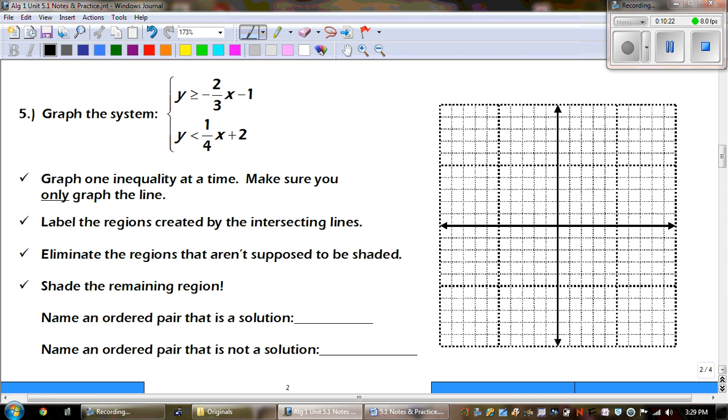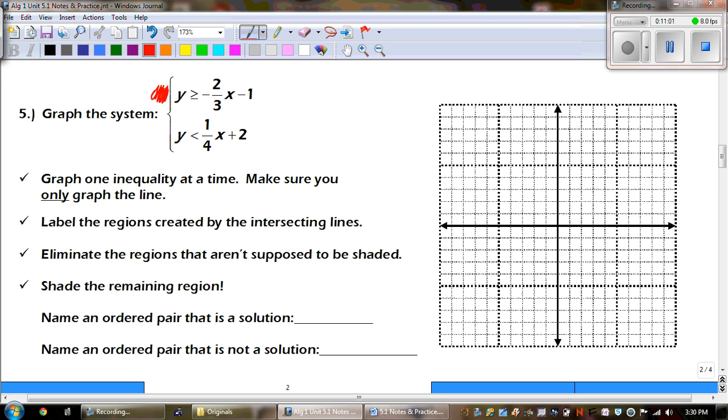So the rules say graph one inequality at a time and make sure you only graph that line. Label the regions created by the intersecting lines. We're going to eliminate the regions that aren't supposed to be shaded, and then we're going to shade the remaining region. Okay? So I know that sounds really complicated, but trust me, we're going to get through this. All right? So just so you can see what I'm doing, I'm going to color coordinate everything so you can kind of tell. My first line I'm going to graph in red.